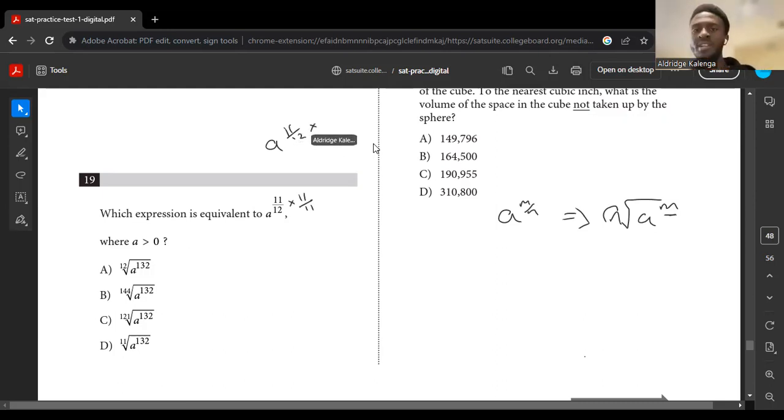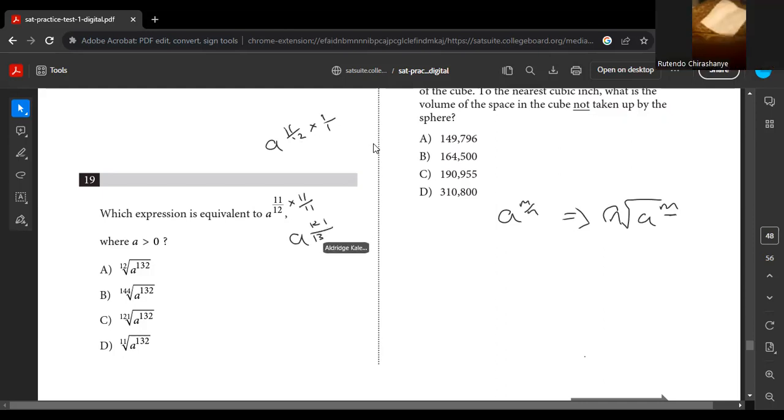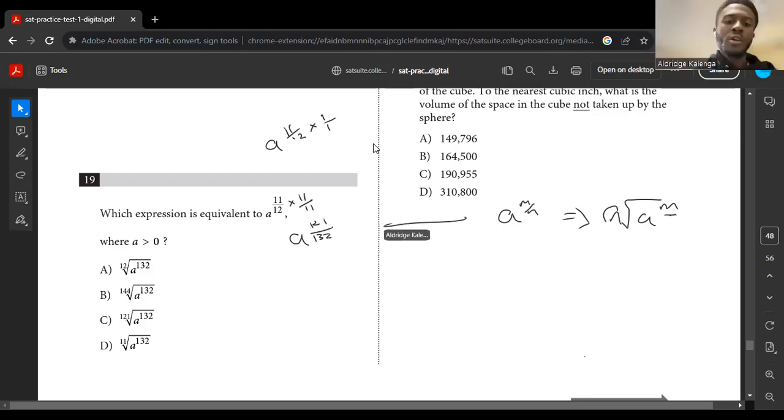Okay, so Khadija also says it's B, so we have two people saying it's B. So yeah, let's find out. This is as good as multiplying this by 1 or by 1 over 1, or whatever you want to see. So if you multiply 11 by 11, you have 121. And if you multiply 12 by 11, you have 132. So now using this rule here, it means our answer should be 132.